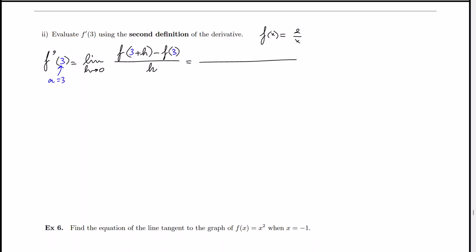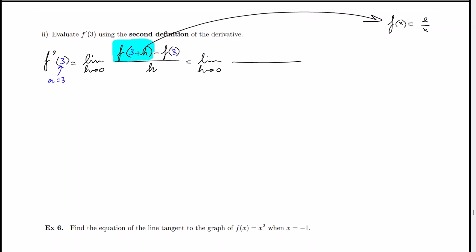Okay, so first things first, let's write the limit every time until we actually plug in the h equal to 0. And this time I'm dealing with f of x. It's 2 over x, but what I want to find first is f of 3 plus h. So that means go to the function f of x, and every time you see an x, remove it and write 3 plus h instead.